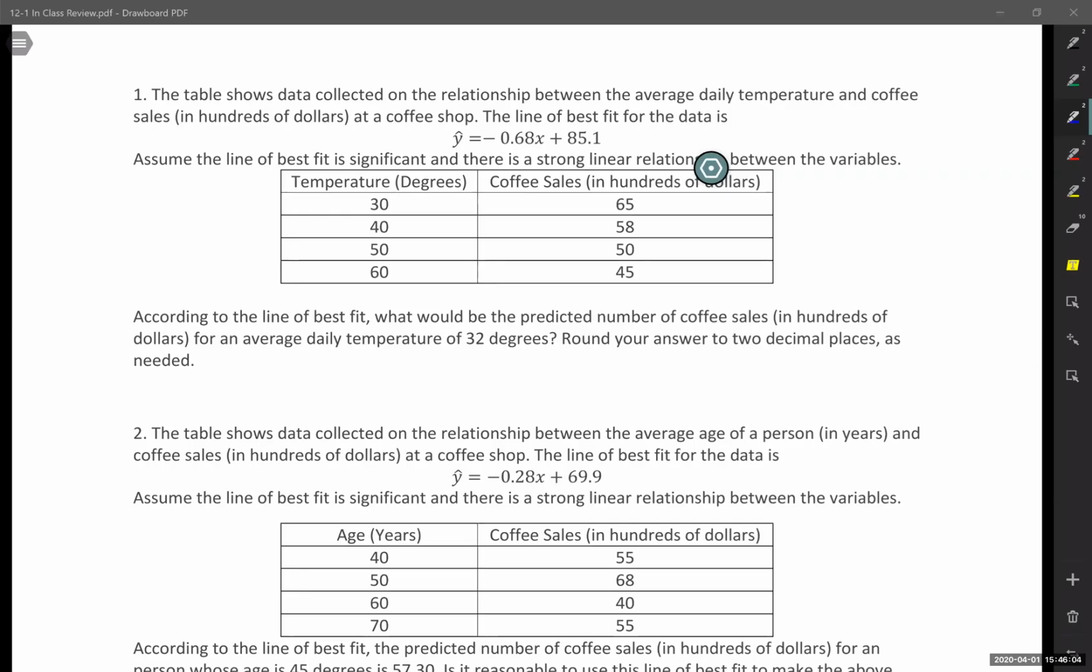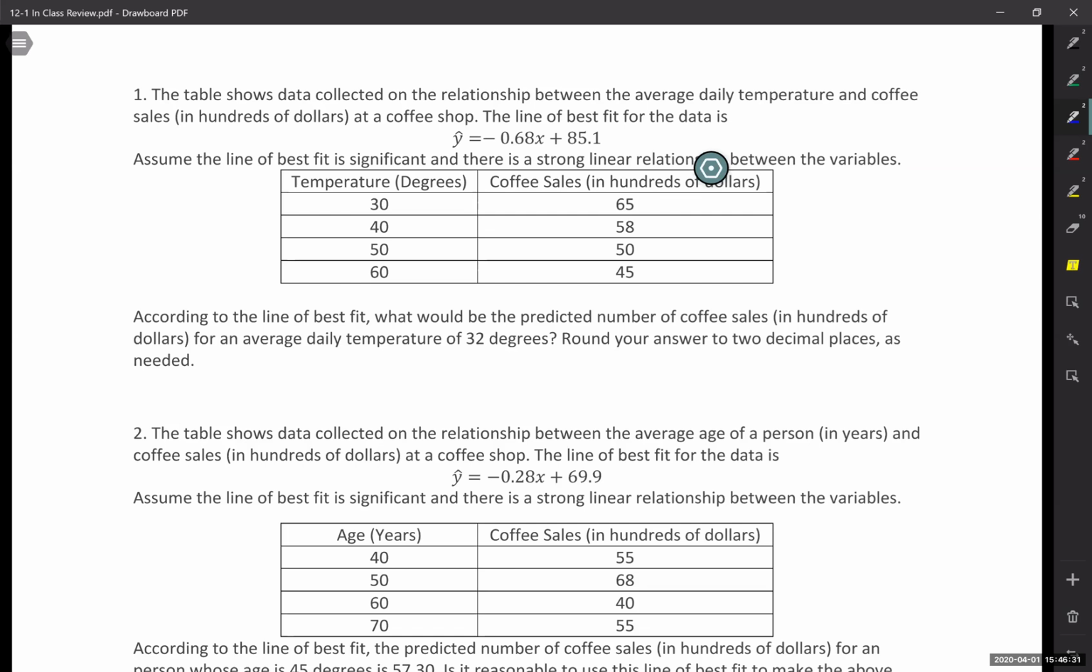And what we have here is a table, and we are given this line of best fit, and it says according to the line of best fit, what would be the predicted number of coffee sales? So again, I'm just going to go through this quickly. I'm not going to read every problem. I'm just going to go through the solutions because the theory behind it is you've already done this and you're just coming here to check and make sure you're right and get an explanation if you are not right.